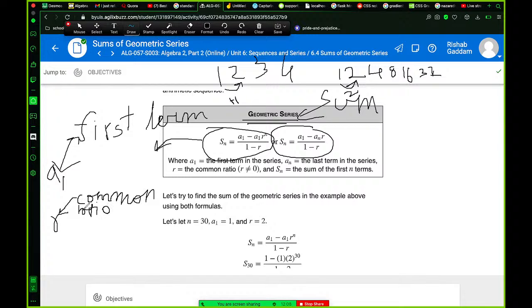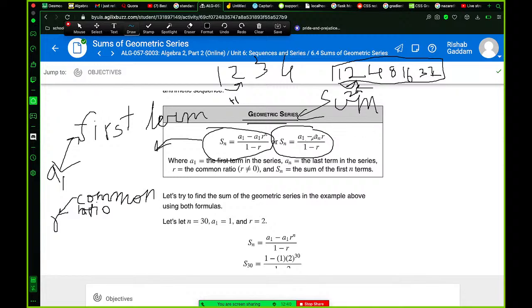The common ratio, or R. As you can see, the handwriting's turned bad again because the pen that I had yesterday broke. And this is the common ratio, and for this one it's 2. What if we wanted to find the sum of all of these? We could just add them because they're not huge numbers, but let's use the formula.